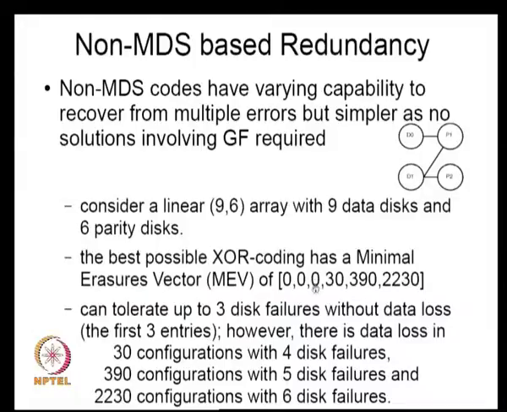This is the number of ways in which you can fail: 0 ways in case there are 3 errors. That means it can handle any 3 errors. But there are 30 configurations in which it can fail if there are 4 errors, 4 disks. Similarly, there are 390 ways of doing it for the next case. So these things have different types of capabilities.